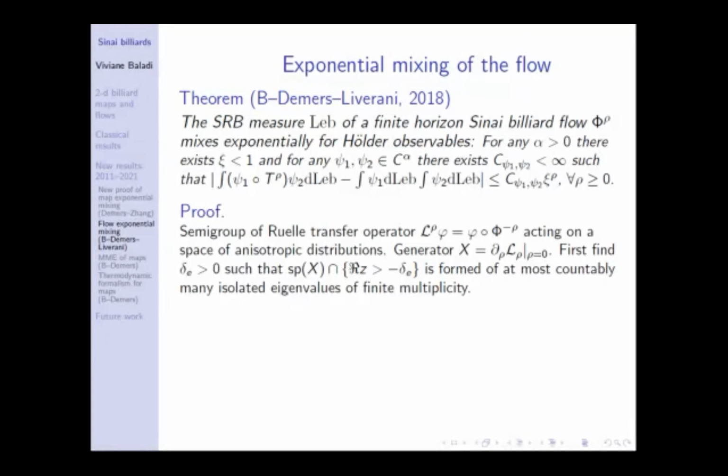So it's a little bit like the spectral picture I showed you a moment ago, except that now you have discrete time. So instead of having just one operator, you have a semi-group of operators. And so how do you study the spectrum of a semi-group? Well, you look at the generator and you study the spectrum of the generator.